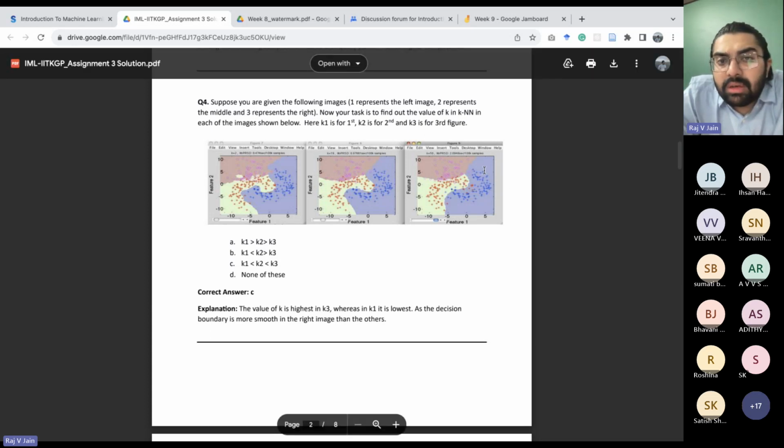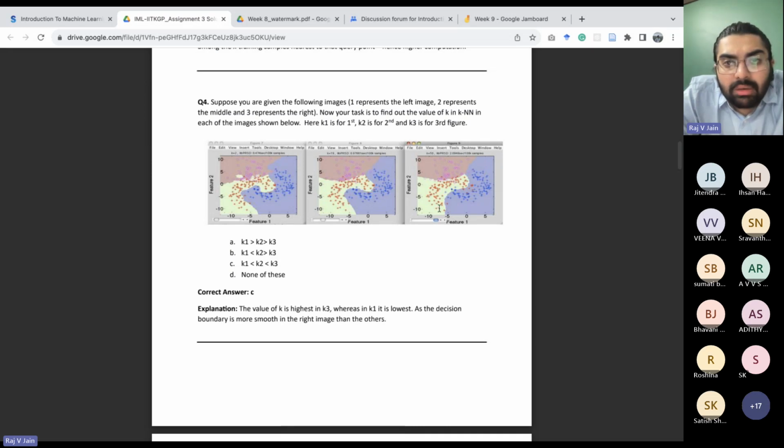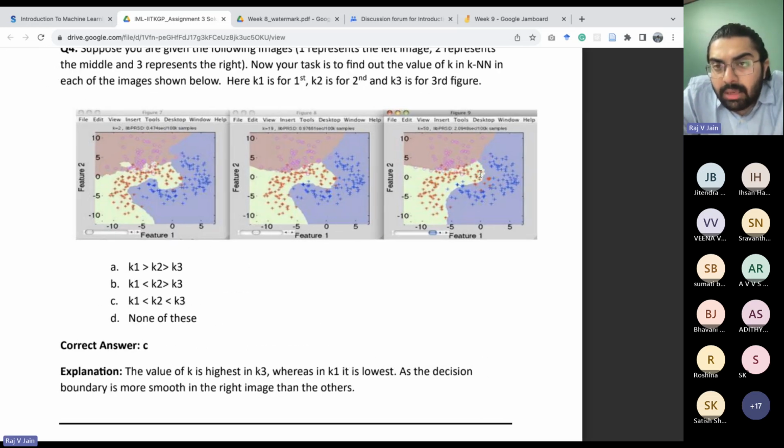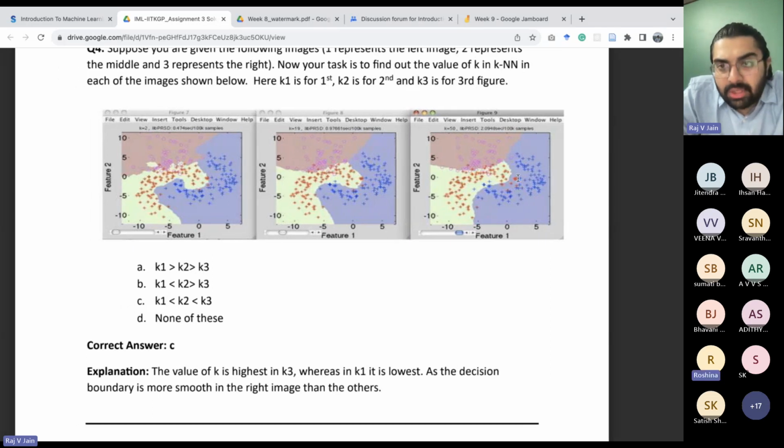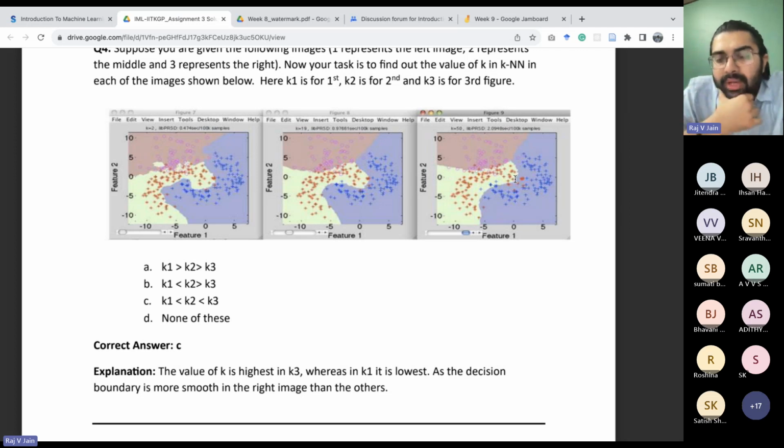So if you see here in this last one, you have this point which is red plus, right? So red plus are also getting classified as blue. That's basically because it is taking a large neighborhood. Around this there is a large number of blue pluses, so hence it's getting classified as a blue point.